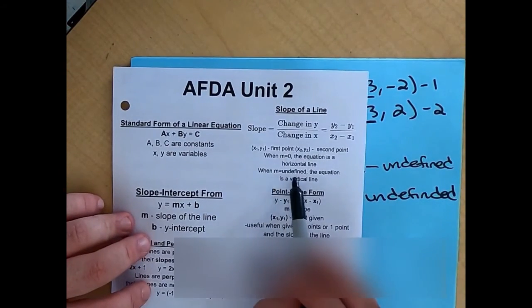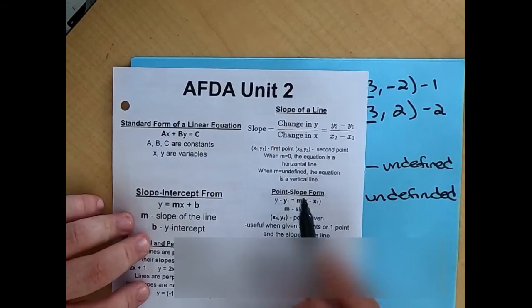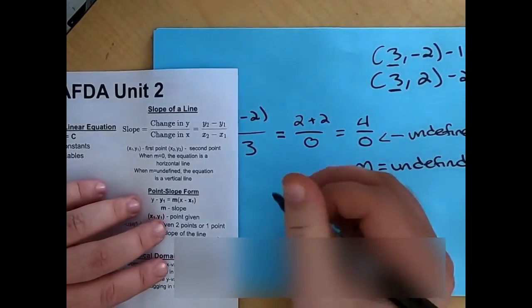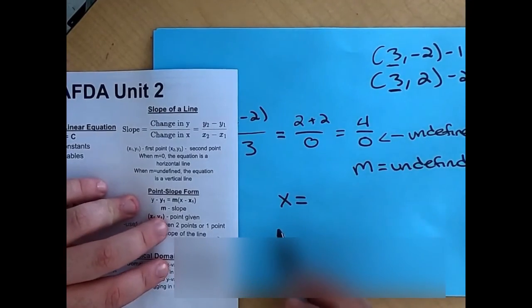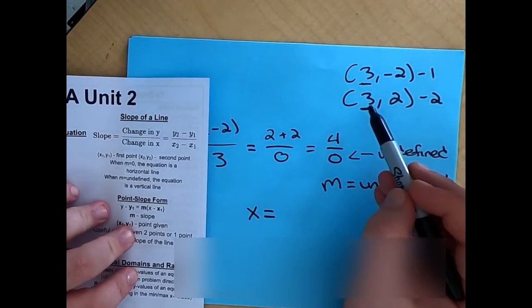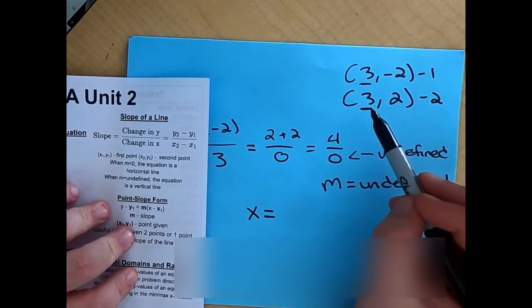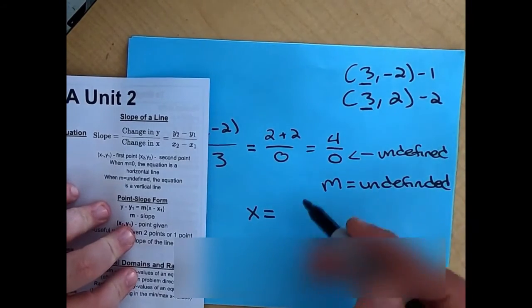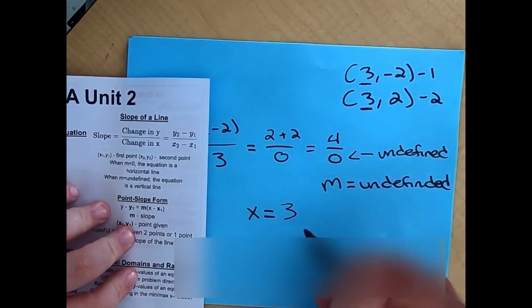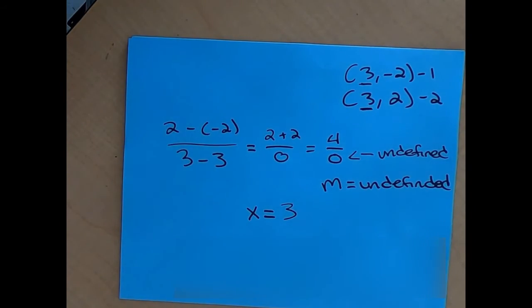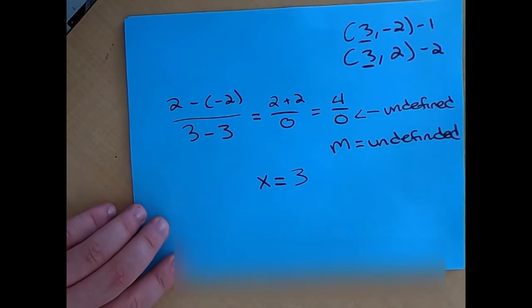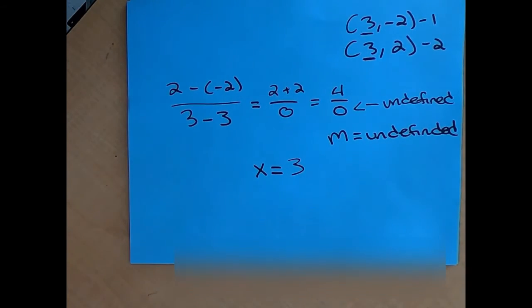When we have an undefined slope, we know the equation is a vertical line. Vertical line equations are x equals equations. Now what do we get for our value? Well, if we look at our points, our x values are the same. So our vertical line equation is just going to be x equals 3. So this means for every value of y, x is going to equal 3.